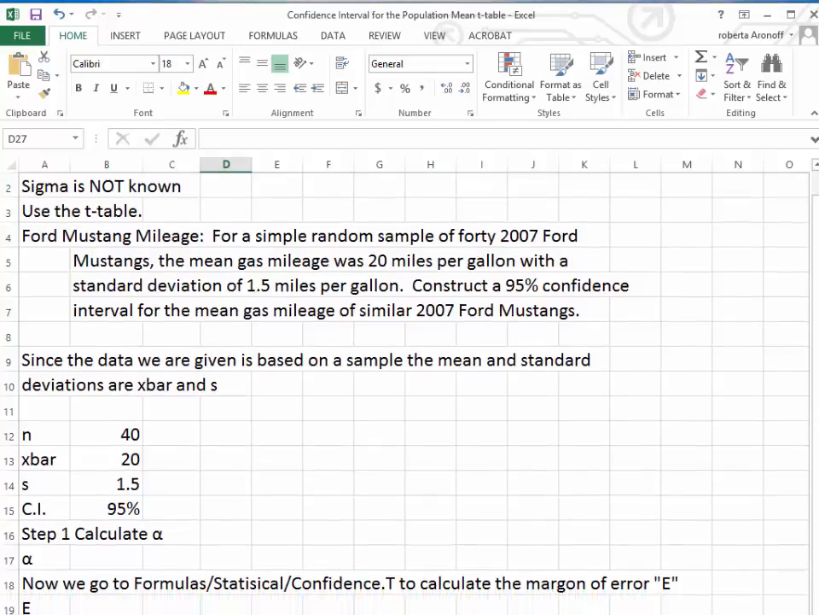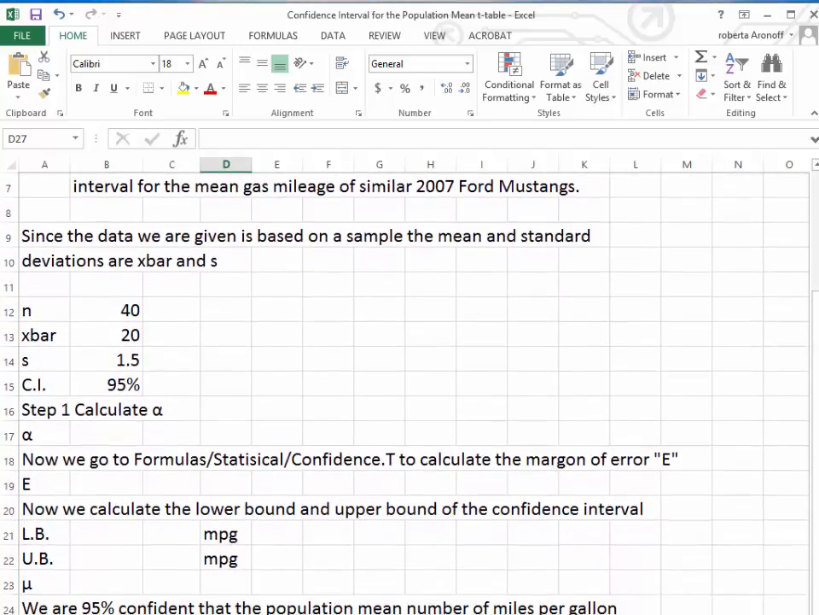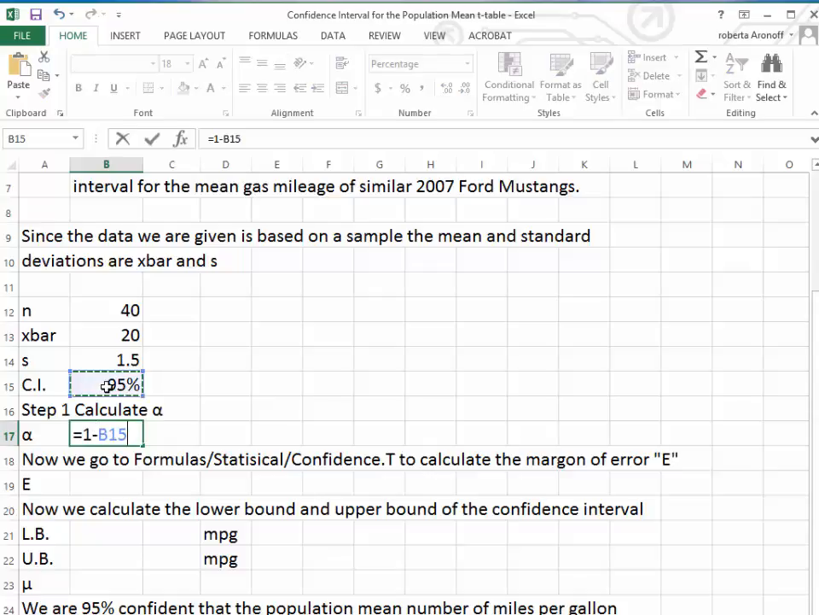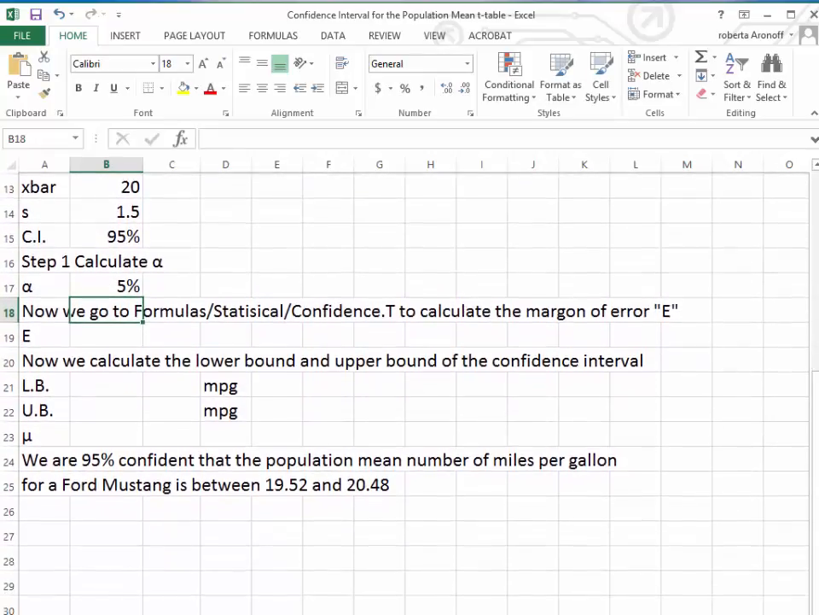In order to do that, we're going to use the CONFIDENCE.T formula. Since we're looking for the middle 95%, we want to find the area in both the left-hand tail and the right-hand tail, and that is our alpha. So to calculate alpha, we have 1 minus the 95%. Remember, we put down the equal sign. And therefore, 5% of the area is divided between the right-hand tail and the left-hand tail.